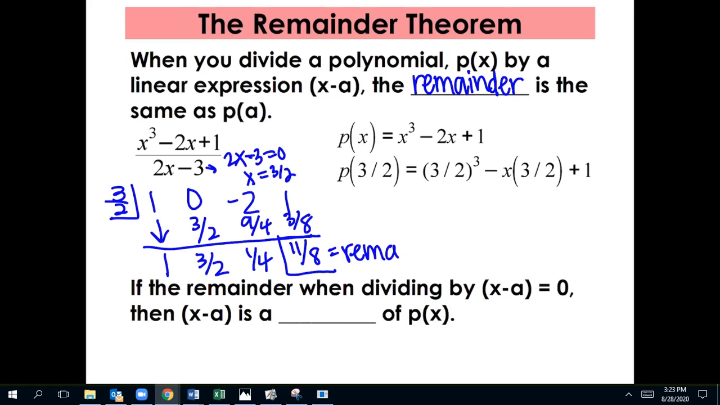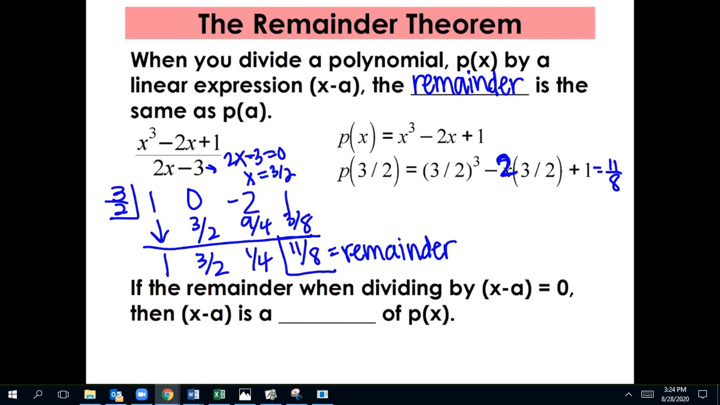And so it's not 0. That means that 2x minus 3 is not a factor of that polynomial. And 11/8 is what we should also get when we plug that value in. And so we can check it. 3/2 cubed. Oh, there should be a 2 right here. So 3/2 cubed minus 2 times 3/2. And so you can check that in your calculator to verify that you get 11/8.